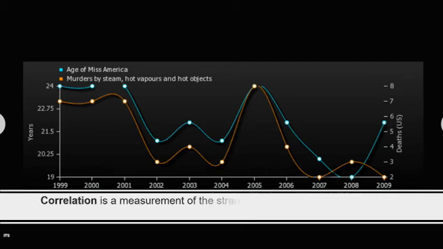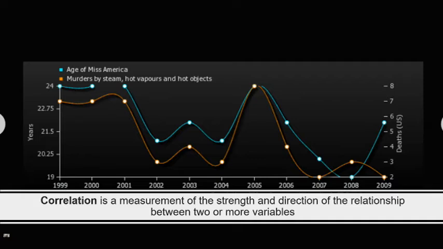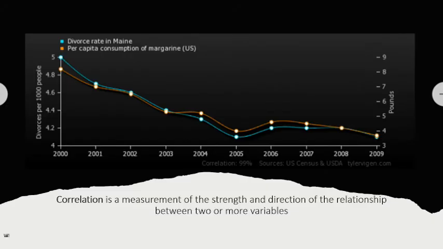Here is another example. Here we have the age of Miss America, and it correlates pretty well to murders by steam, hot vapors, and hot objects between 1999 and 2009. Here's a look at the divorce rates in Maine, correlating very strongly to per capita consumption of margarine in the United States. These examples are meant to be humorous.